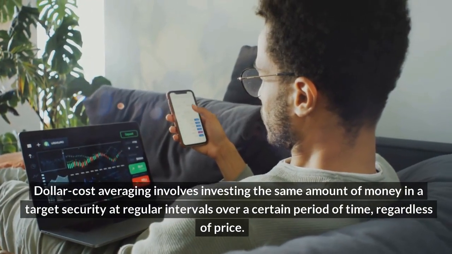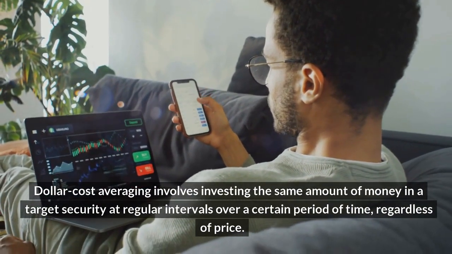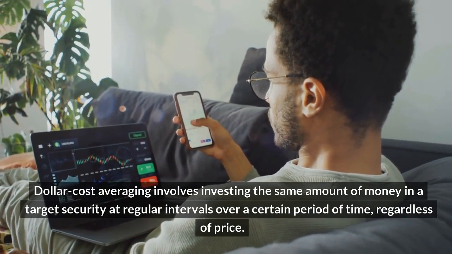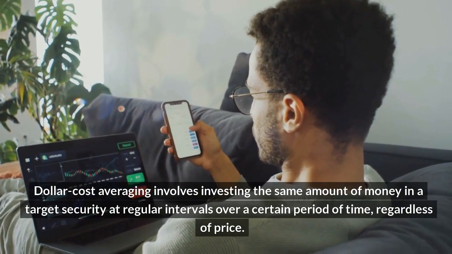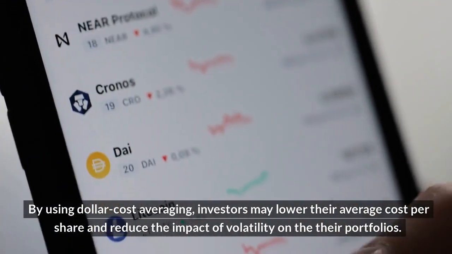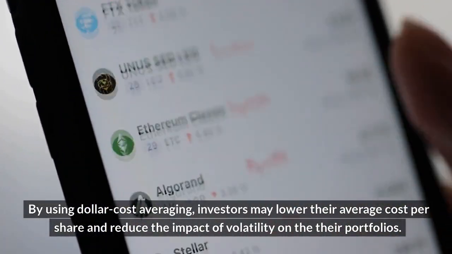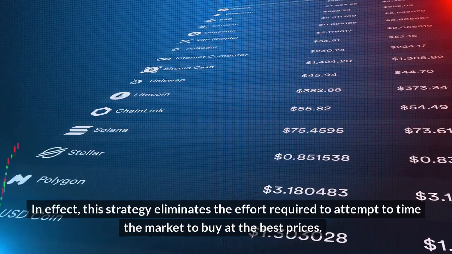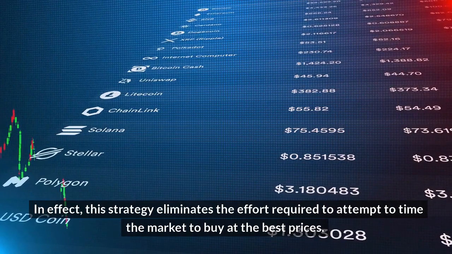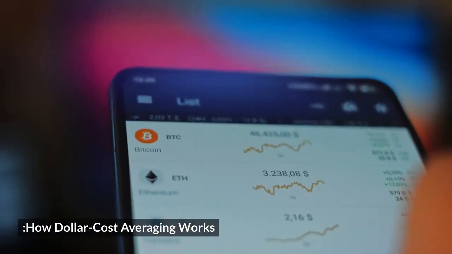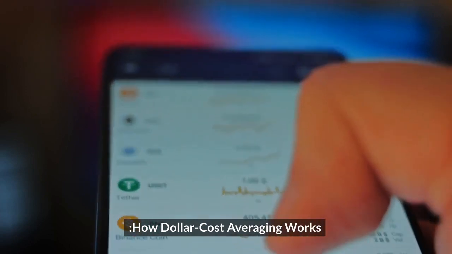Dollar cost averaging involves investing the same amount of money in a target security at regular intervals over a certain period of time, regardless of price. By using dollar cost averaging, investors may lower their average cost per share and reduce the impact of volatility on their portfolios. In effect, this strategy eliminates the effort required to attempt to time the market to buy at the best prices. How dollar cost averaging works.